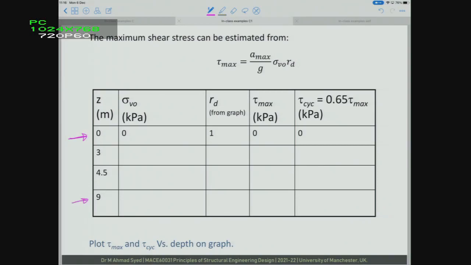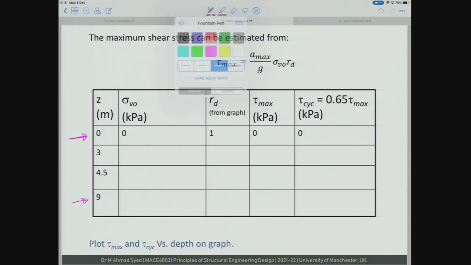So what will be sigma V naught at z equal to 3 meters? So anybody with the answer here for z equal to 3 meters? 49.5. 49.5, very good. So let me write this here. So this will be 16.5 times 3, and this is 49.5.